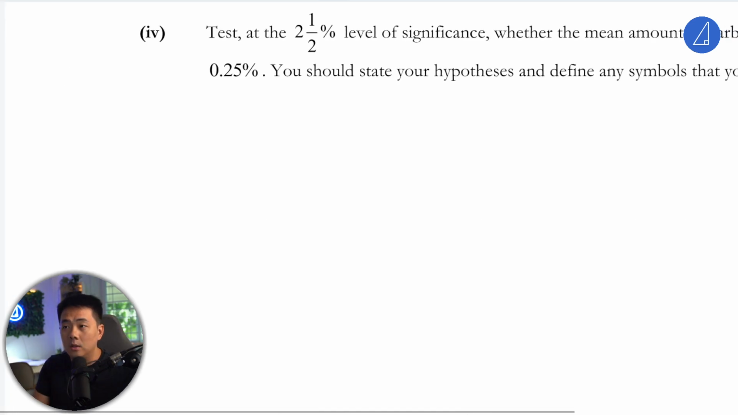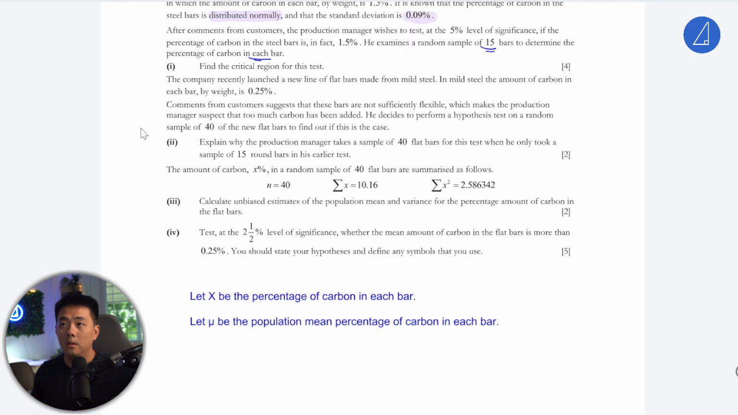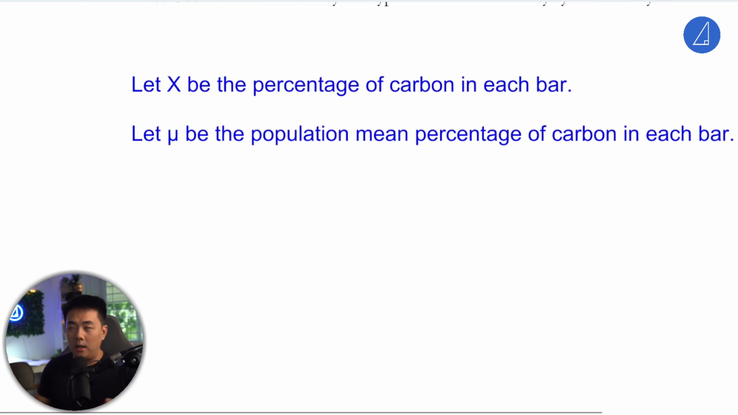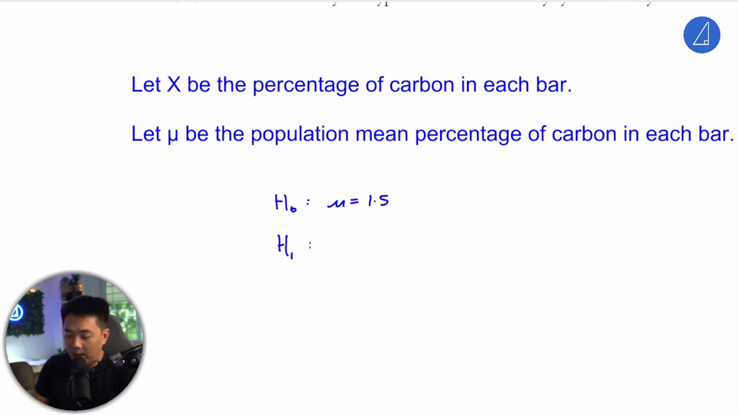Great. So I'm going to name the hypotheses as usual. H0 is where everyone agrees the mean is 1.5%, and you want to test it against whether it's actually 1.5%. That's the idea. So your alternative hypothesis is mu not equal to 1.5.